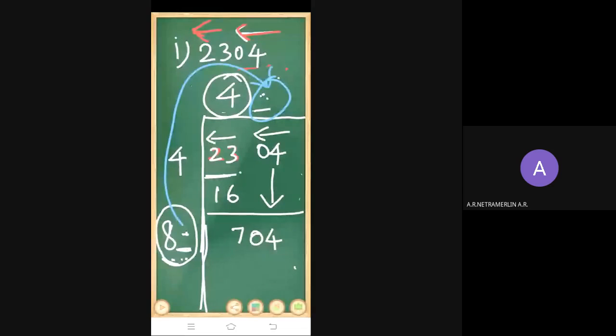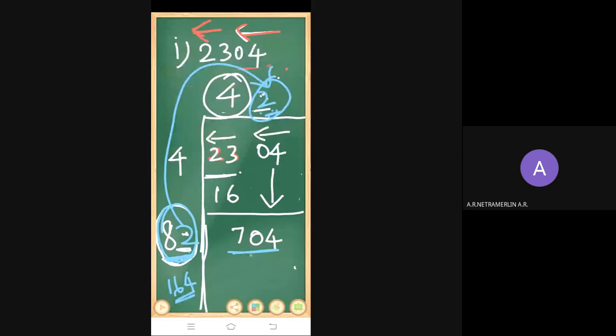So we need a units place of 4. What are the square numbers ending in 4? 2 twos are 4, and 8 eights are 64. Both are possible. When you try 2, the number becomes 82, and you write 2. 82 into 2 is 2 twos are 4, 8 twos are 16. You get only 164 instead of 704.